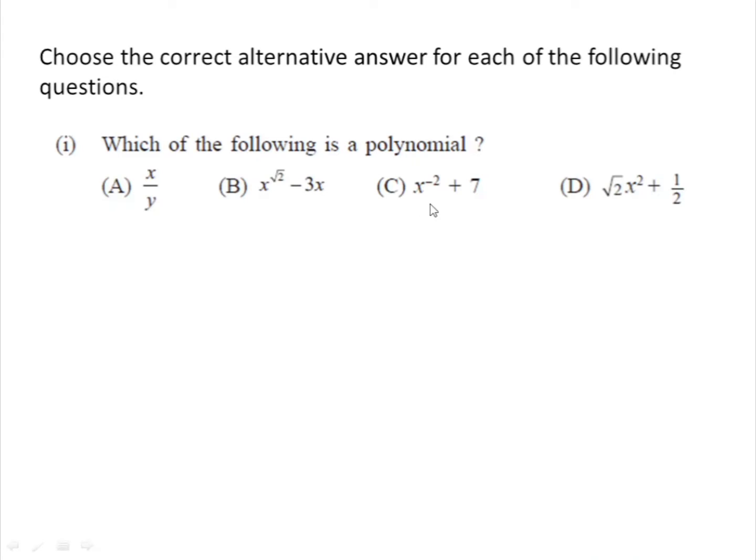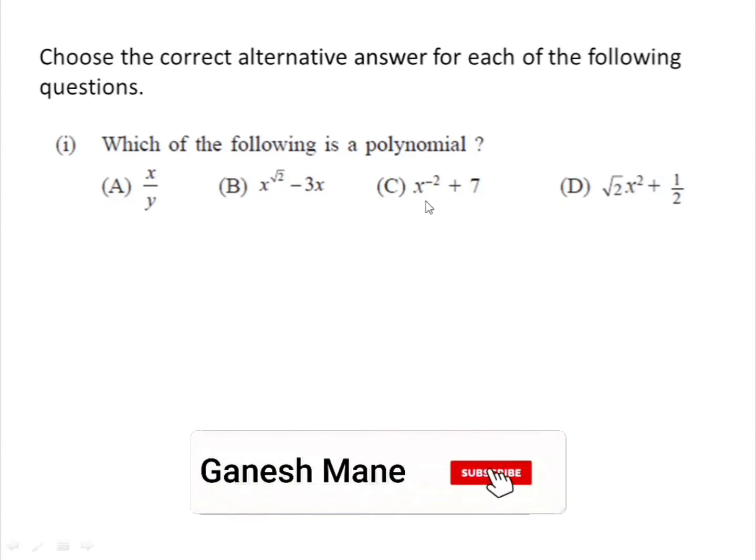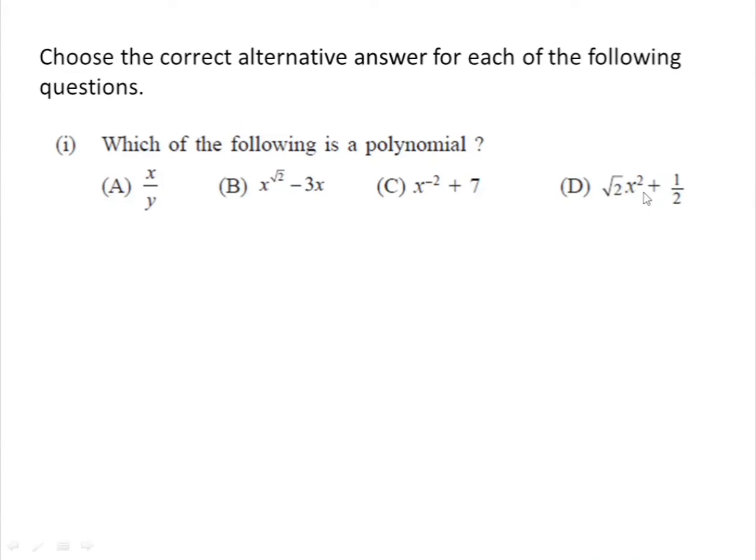So four options are given over here. The first is x divided by y. Second is x raised to root 2 minus 3x. Third is x raised to minus 2 plus 7. And the fourth is root 2 x square plus 1 by 2. We have to choose which of these is a polynomial.